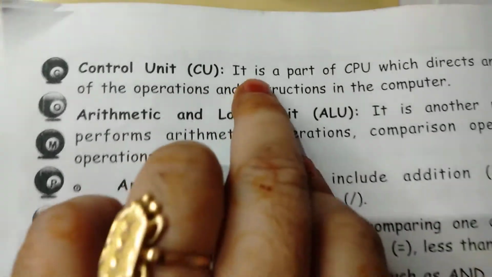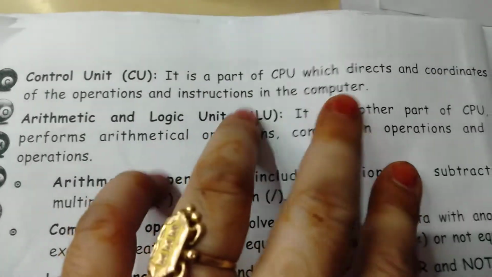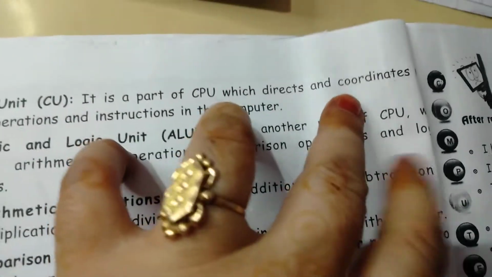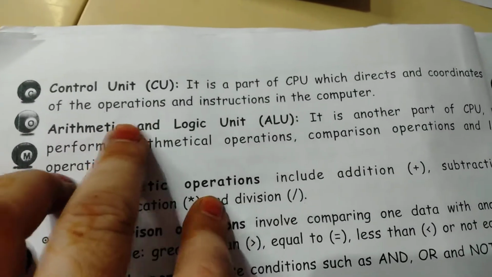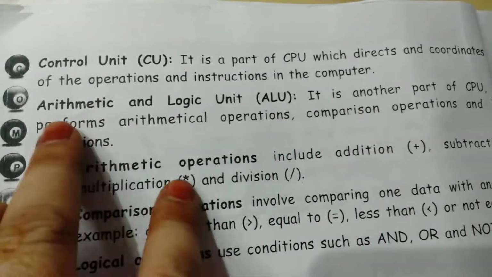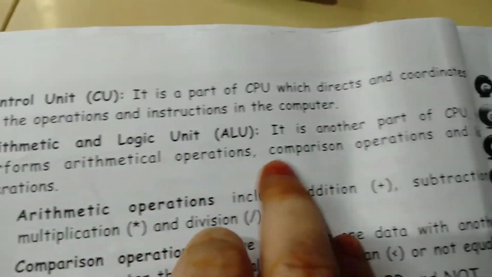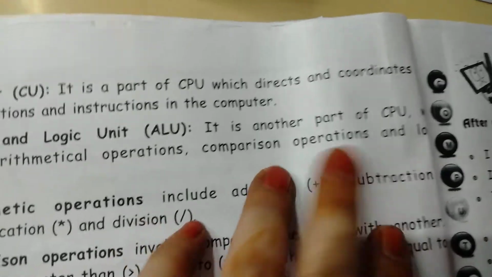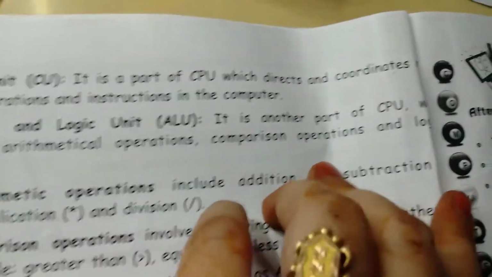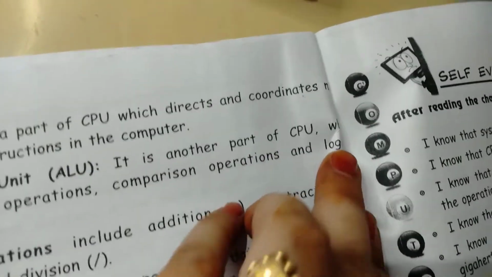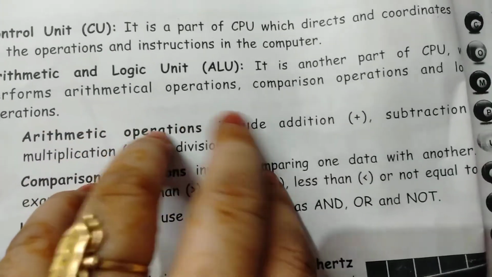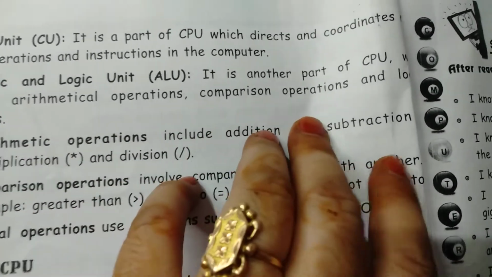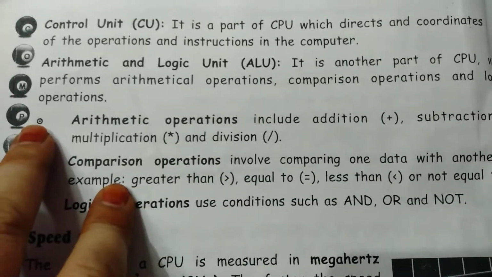Control unit, CU. It is a part of the CPU which directs and coordinates the operations and instructions in the computer. Arithmetic and logic unit, ALU. It is another part of the CPU which performs arithmetical operations, comparison operations and logical operations.